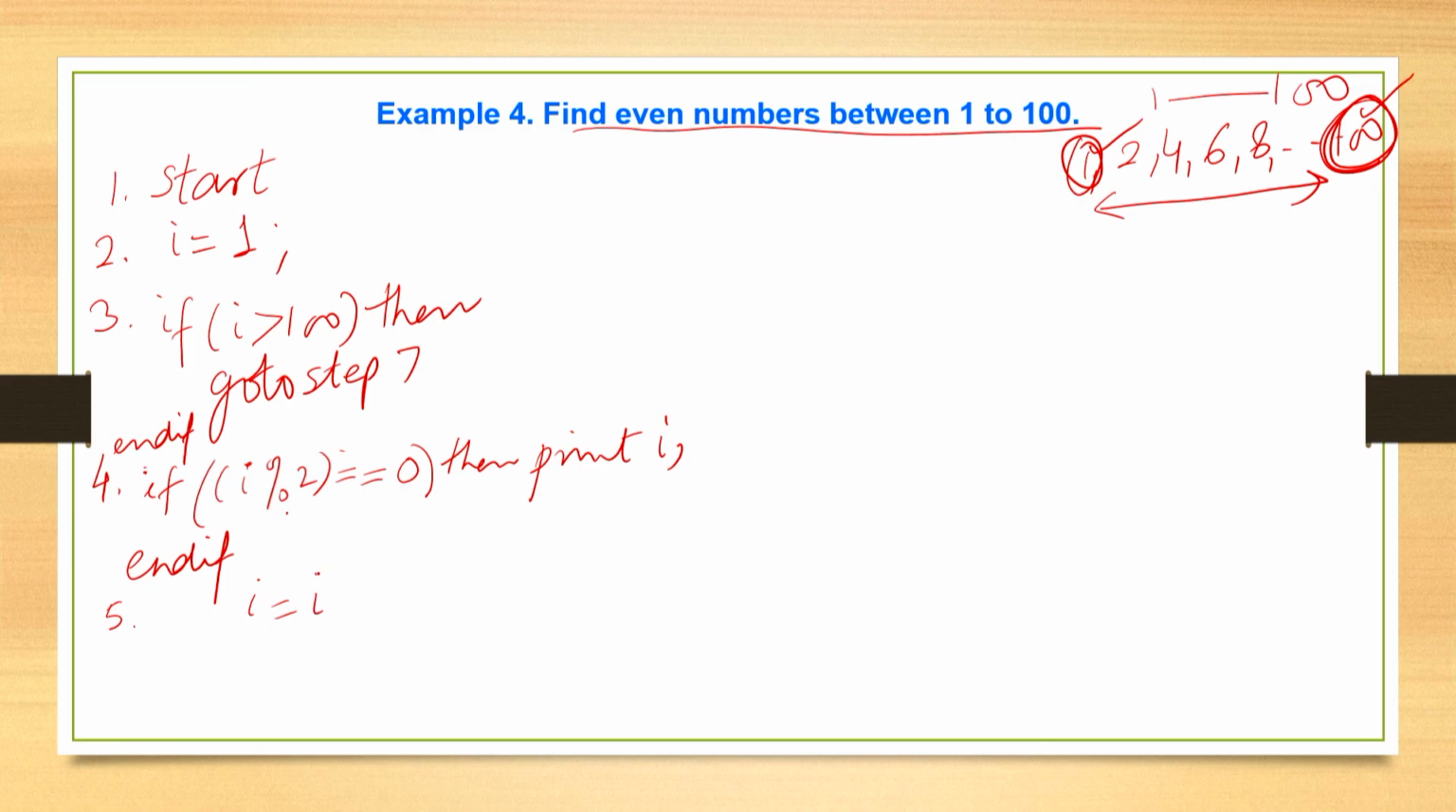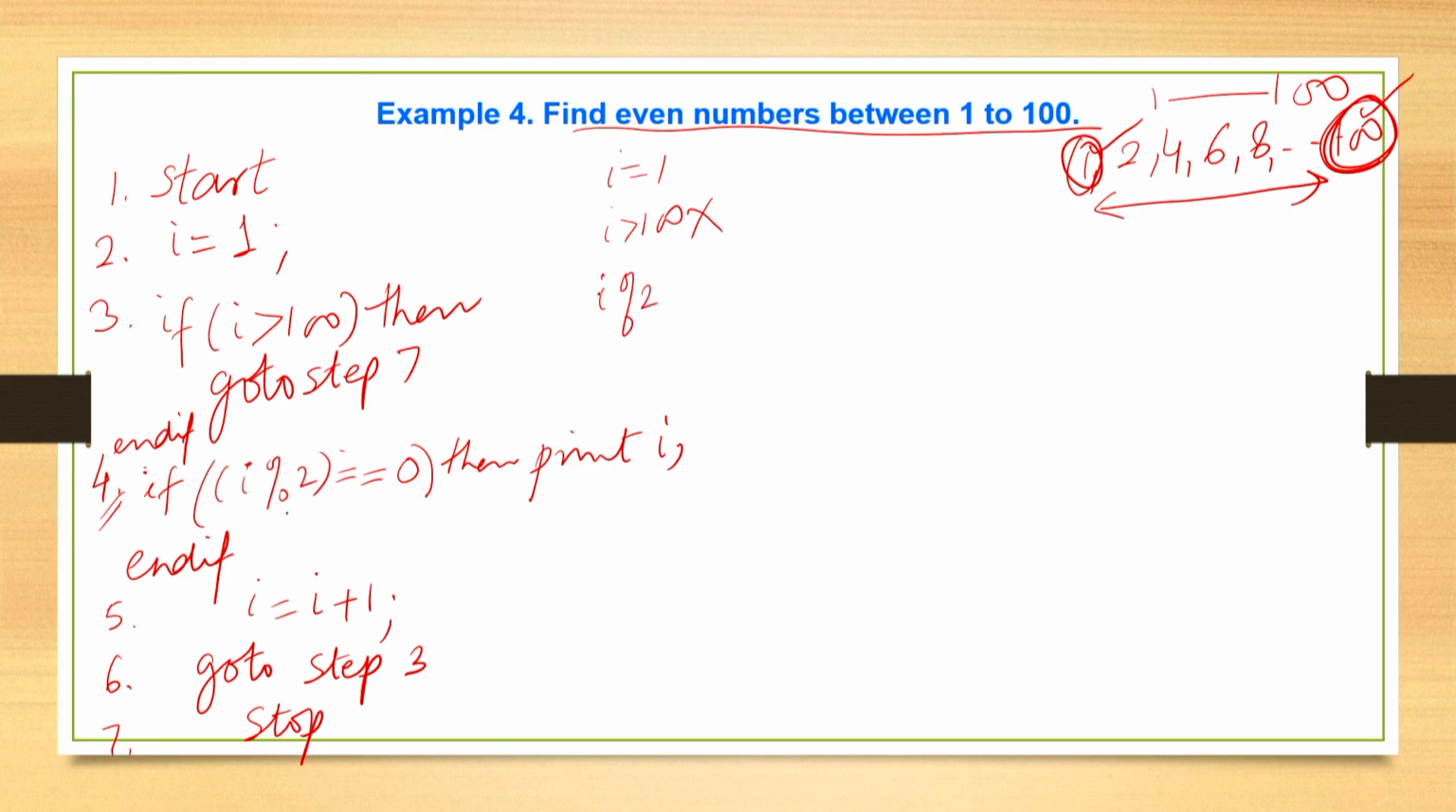Then I is equal to I plus 1, and then I write go to step 3 and then stop. So you can check what you have written. Let's say I is equal to 1. So for I is equal to 1, is I greater than 100? No. Then you have to go to this step. So here you have to find out I modulo 2.